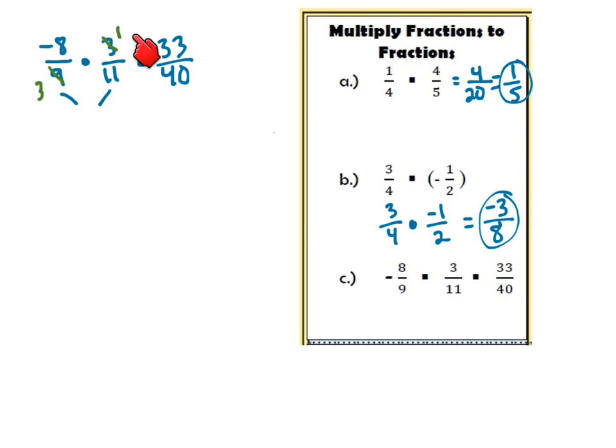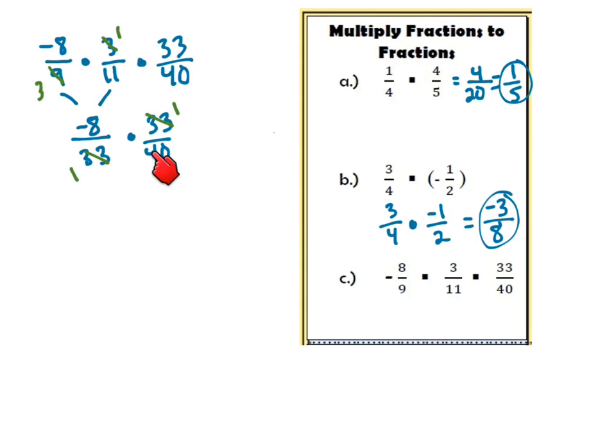Now I can multiply my numerators. -8 times 1 is -8. 3 times 11 is 33. Bring down the rest of my expression, times 33/40. I can cross cancel again, both this way and this way. 33 goes into 33 one time. 33 goes into 33 one time.